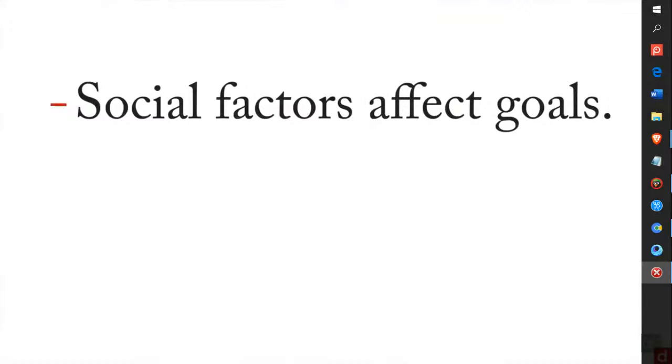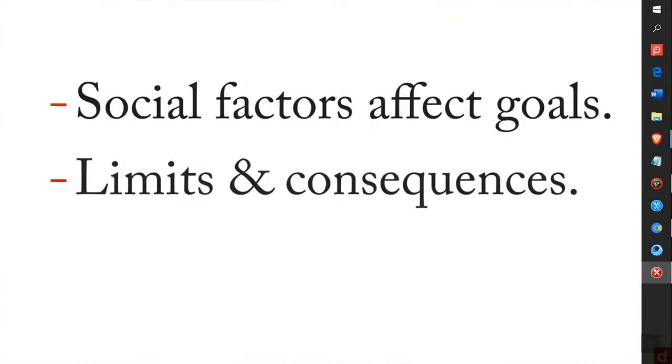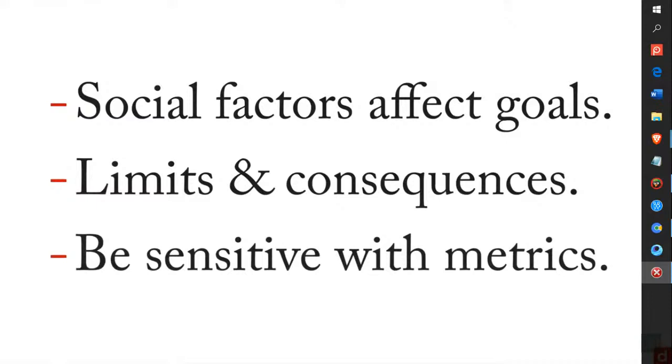So, in sum, social factors affect goals, and they affect the way that you meet those goals. There are limits and consequences both on how you reach the goals and what the goal should really be. And when you're making advice on how to reach those goals, please be sensitive to how things play out with metrics and how people will adapt their behavior to meet the goals. That way, you can make something that's more likely to be implemented the way you meant and more likely to predict accurately what can happen with your goals.